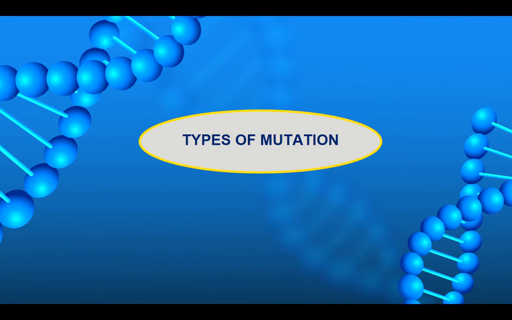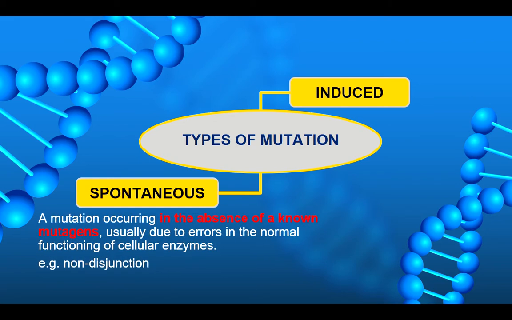There are 2 types of mutation: induced and spontaneous mutation. Spontaneous mutation occurs in the absence of a known mutagen, usually due to errors in the normal functioning of cellular enzymes. While induced mutation refers to a mutation which is caused by exposure to mutagens.